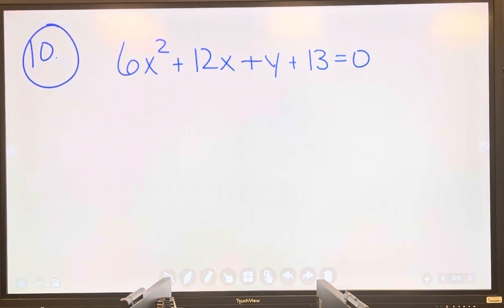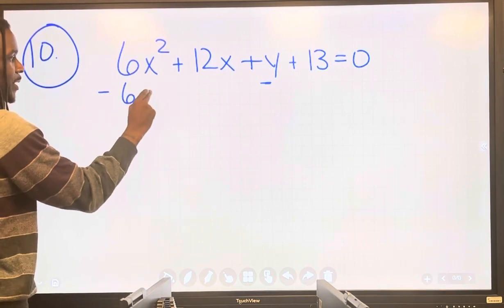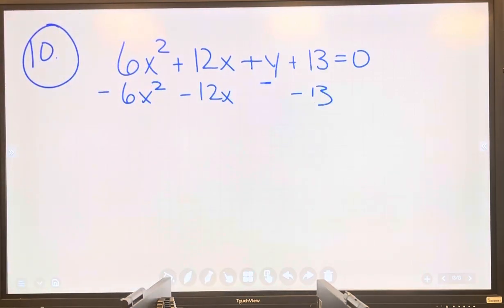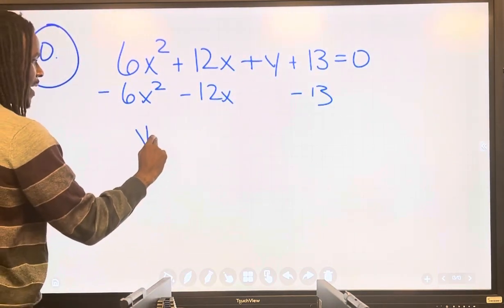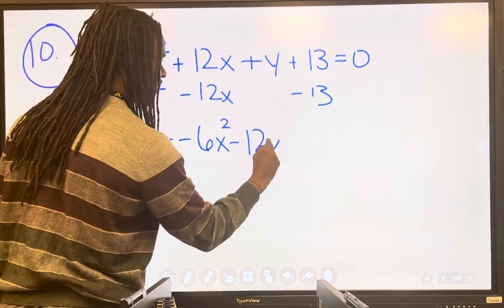Well, Becca, what do we got? What can I keep on this left side? What can stay and everything else gotta move? Oh, the y. The y can stay because the equal sign is there. I gotta get rid of this, and this, and this. So when you get rid of all of that and the y stays, this becomes y equals -6x squared minus 12x minus 13.